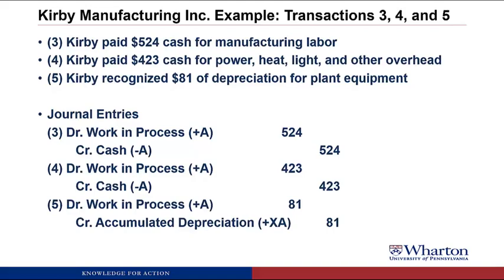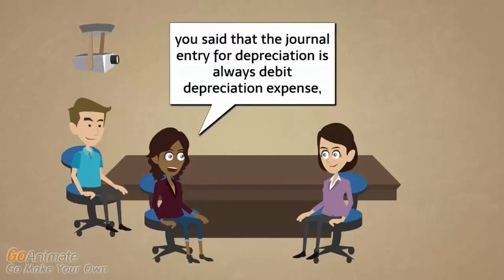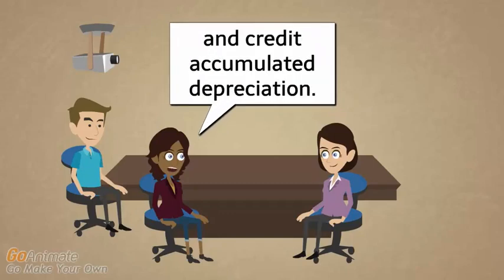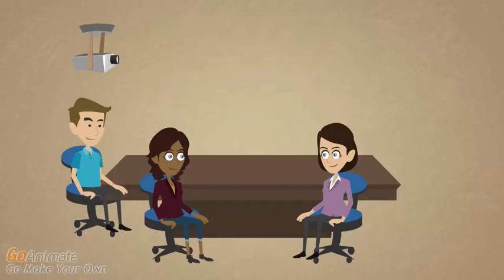recorded for our equipment. If I recall correctly, at the 10-minute and 13-second mark of video 2.2.1, you said that the journal entry for depreciation is always debit depreciation expense and credit accumulated depreciation. What is this debit work in process stuff? Well, when I said always, I clearly meant until we get to the video on inventory for manufacturing firms.